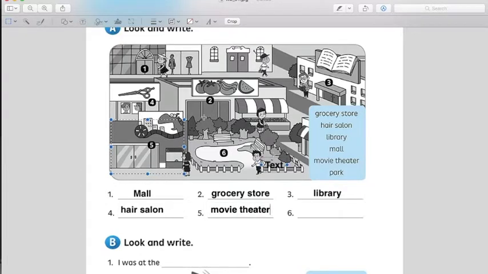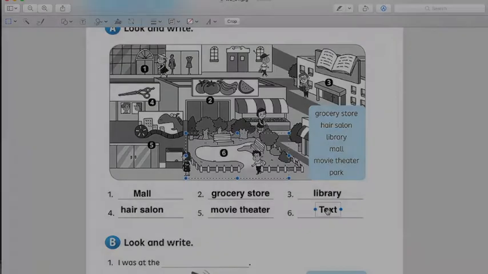And the last one, number 6, just by deduction, you should know we used that one, this one, this one, and we used movie theater. So the last one is, what is this? A park. Great, so that part was easy.